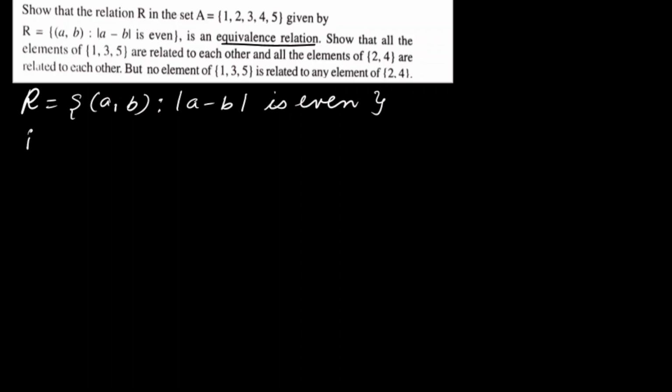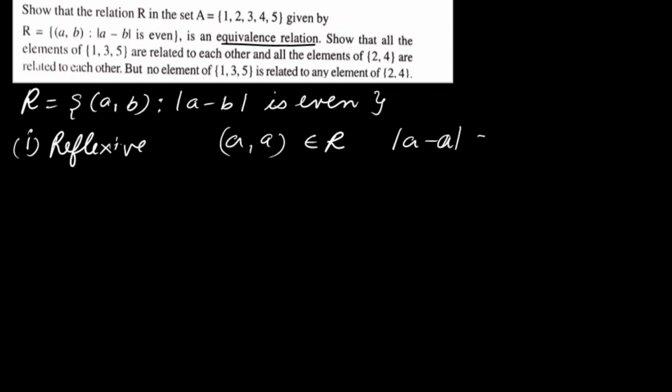Now for reflexive. First of all, for reflexive, we know if I have this type of ordered pair, A comma A, this type of ordered pair will always belong to R, because if I do mod of their subtraction, mod of A minus A, I'll get 0. 0 is what? 0 is even. So it belongs to relation R.